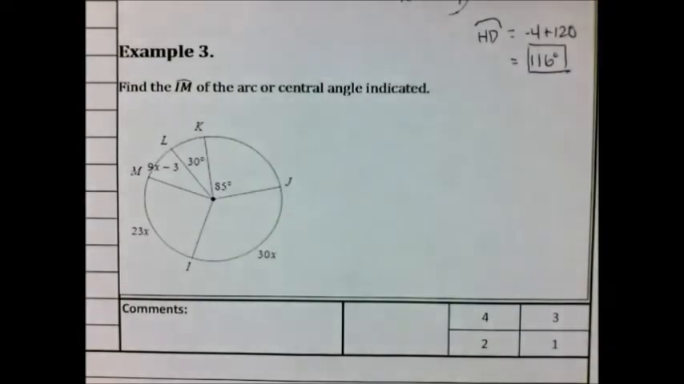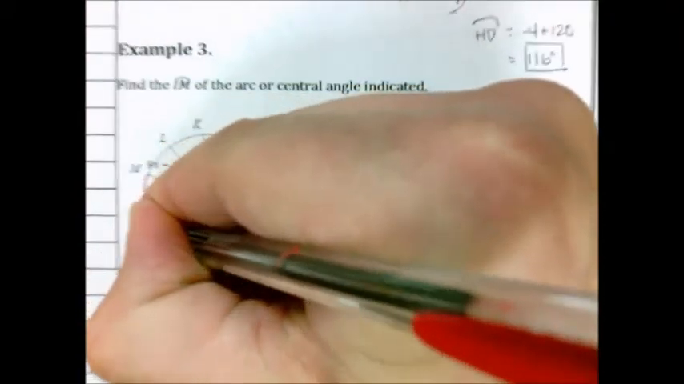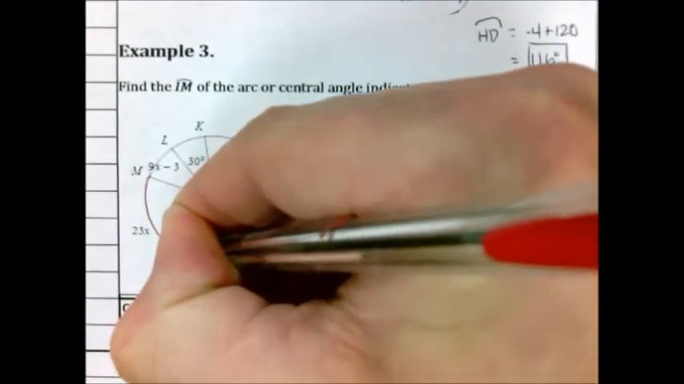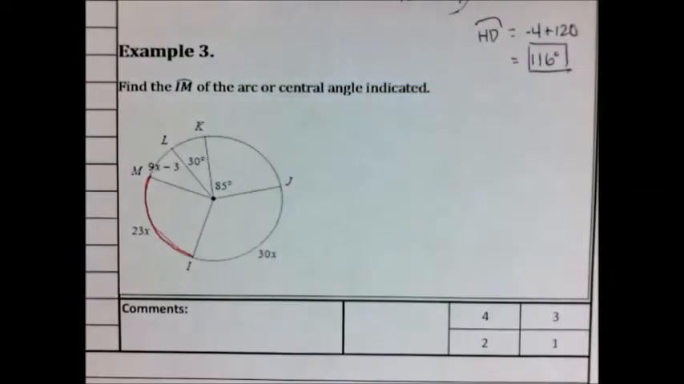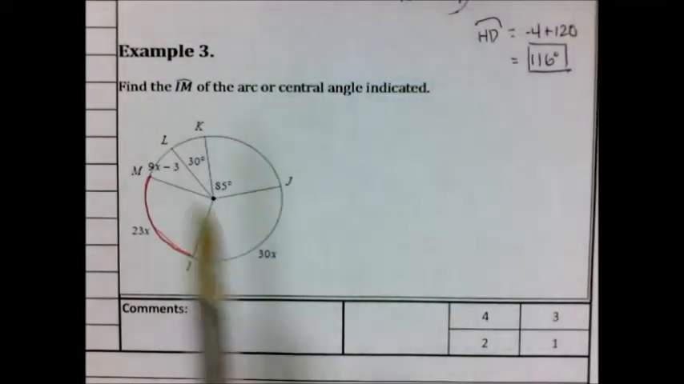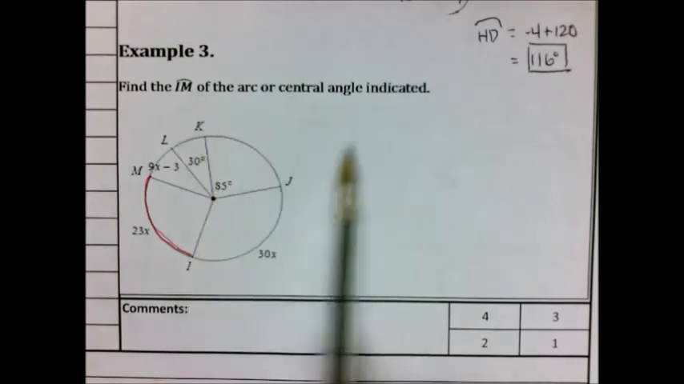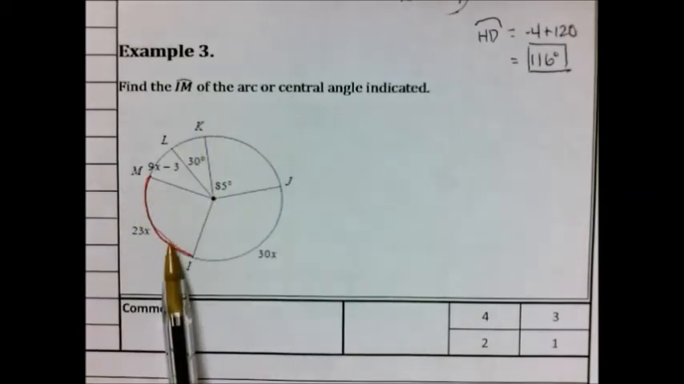All right, one last example here. We want to find the measure of arc IM. Okay, so a good idea would be to mark which arc we're talking about, or which section we're talking about. That's that section right there. We're trying to find arc IM, which is our indicated arc right here, okay?